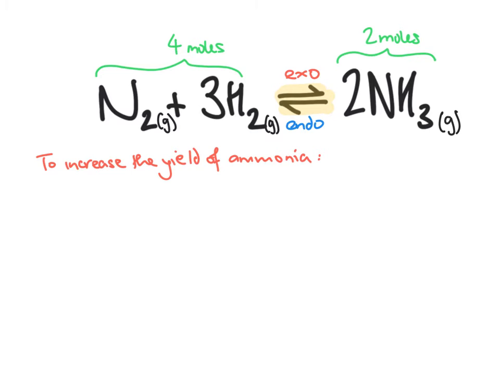So if we increase the pressure, the system seeks to oppose that increase. So the only way it can do that is reduce the number of particles that are hitting the walls of the container. So it does that by shifting to the side with the fewest moles. So if we want to increase the yield of ammonia, we need to shift it to the right. We need to shift it to the side with the fewest moles. We need to increase the pressure.